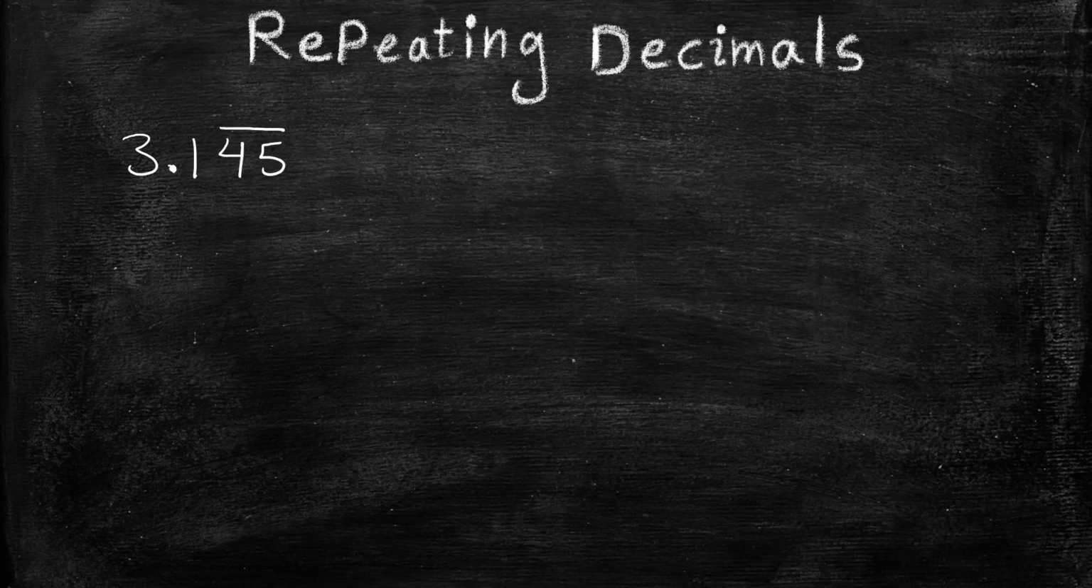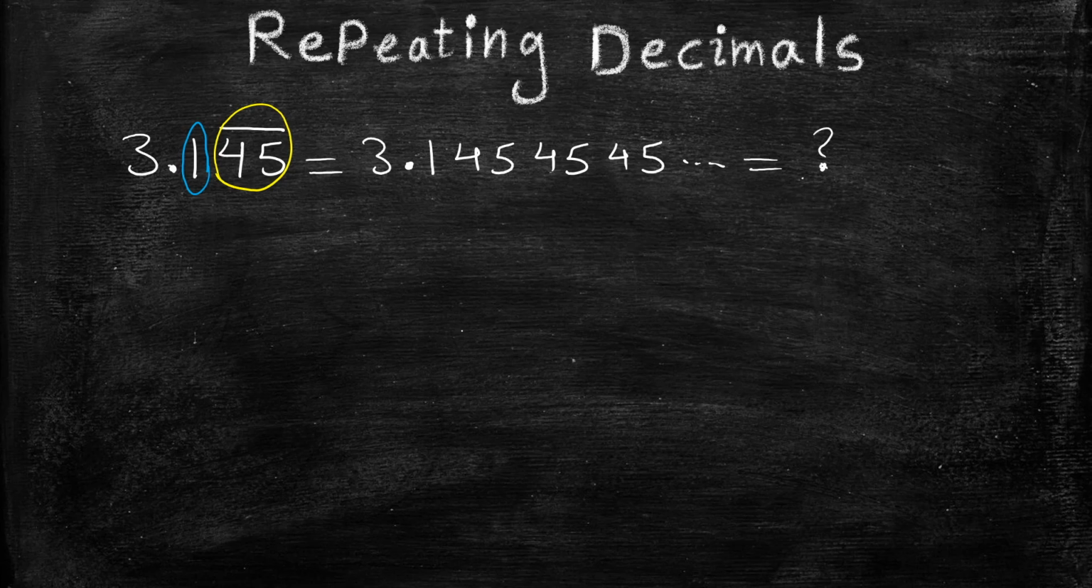3.145 repeating. So the difference here is that we have 1 non-repeating digit and 2 repeating digits. So what difference does it make now? First of all, let's expand this number and see how does it exactly look like. It's 3.1454545 all the way to infinity. Now the question is, how do we convert this into a fraction? This number equals what over what?